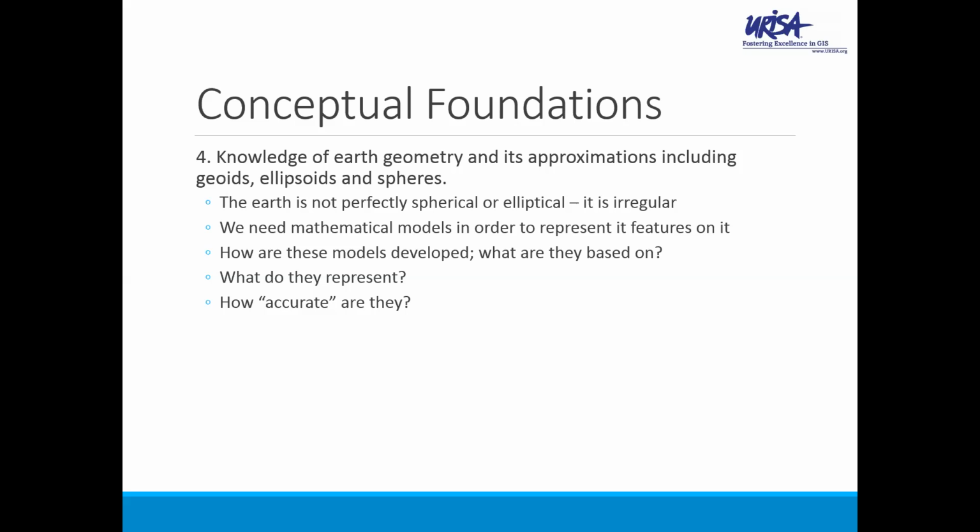So it becomes important then, as part of what we need to know in our use of a GIS or in building GIS, how are these models developed? What are they based on? The Clarke ellipsoid, I think it was 1866, and more and more precision in the mathematical models that we have today. But what exactly do they represent? And how accurate, in fact, are they when we're trying to represent this irregular surface?